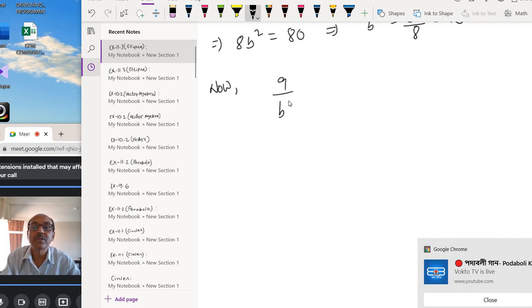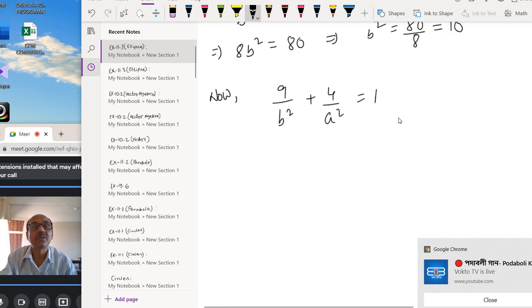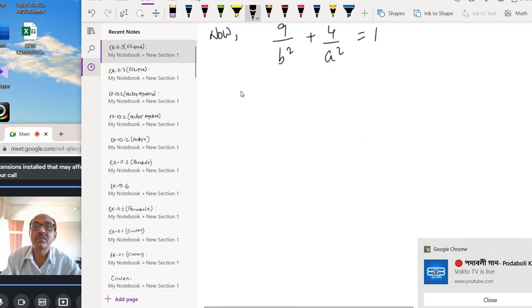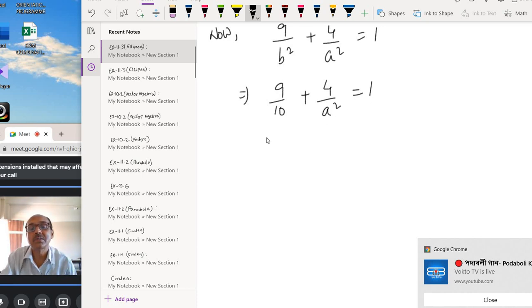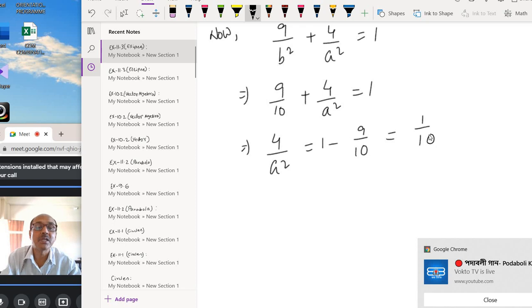9 by b square plus 4 by a square equal to 1. Put b square equal to 10. So use the value b square equal to 10, that is 9 by 10 plus 4 by a square equal to 1. Now 4 by a square equal to 1 minus 9 by 10. 10 is the LCM, 10 minus 9 is 1, 1 by 10.